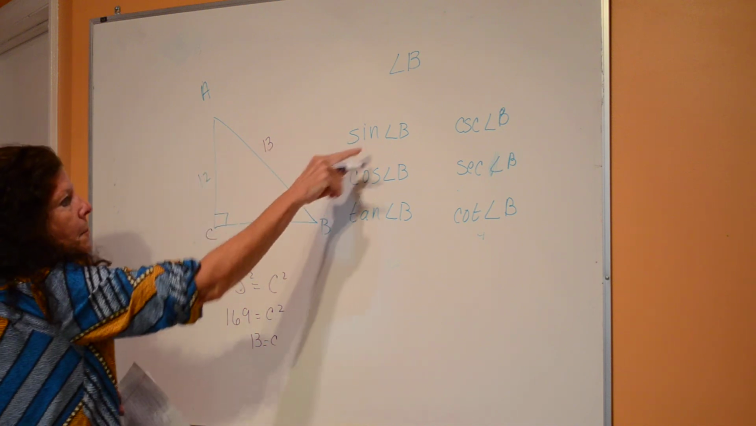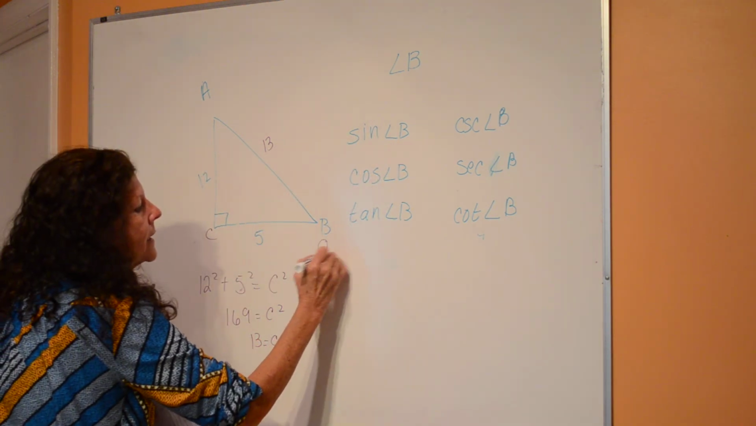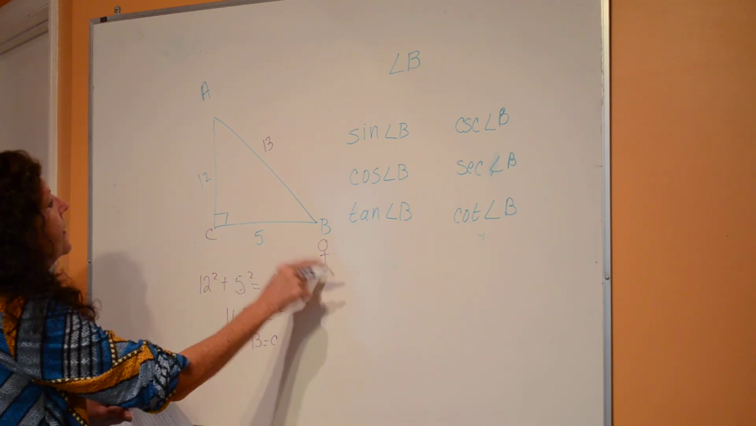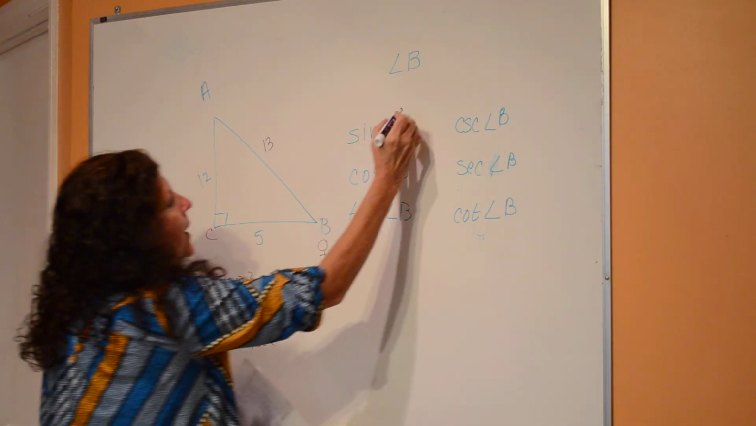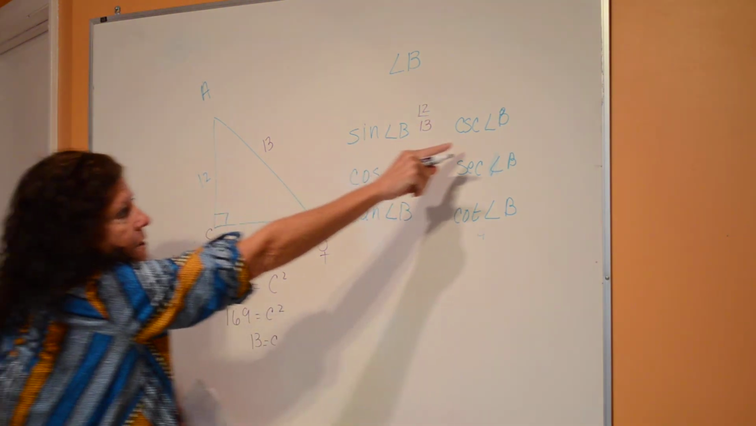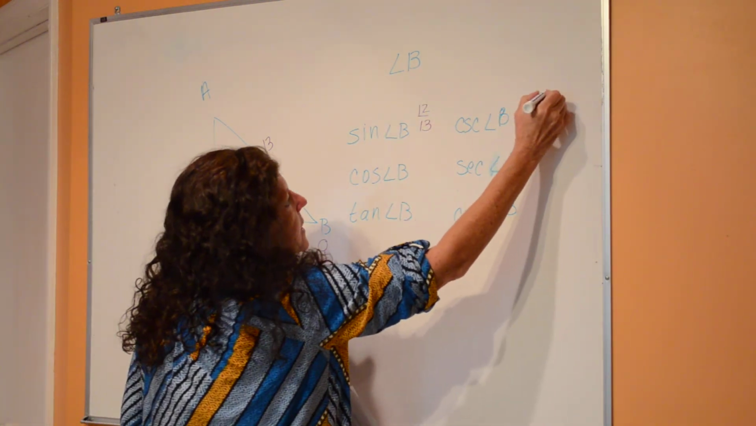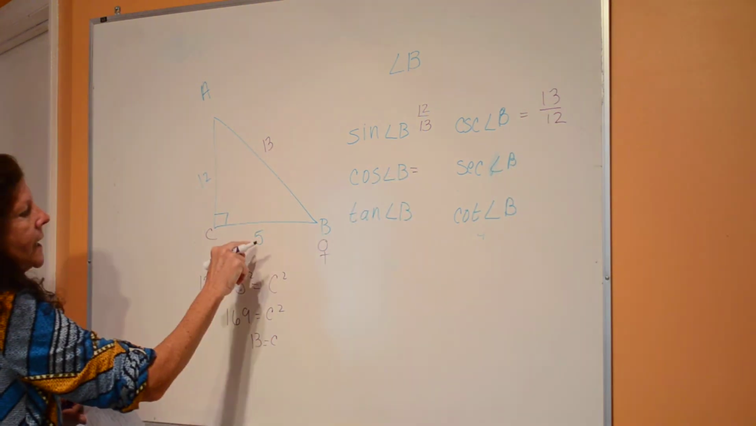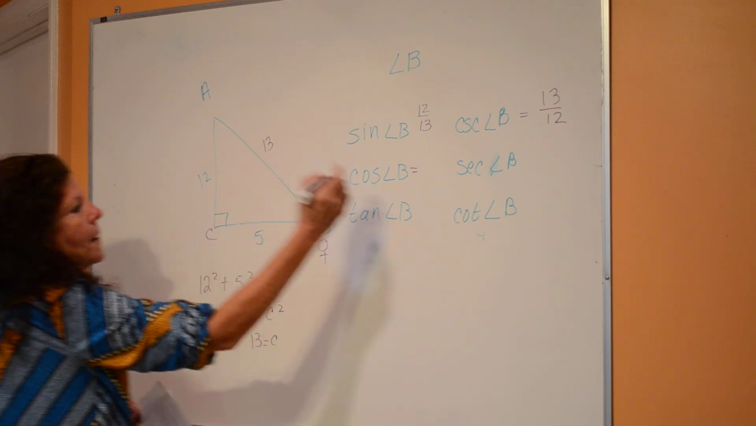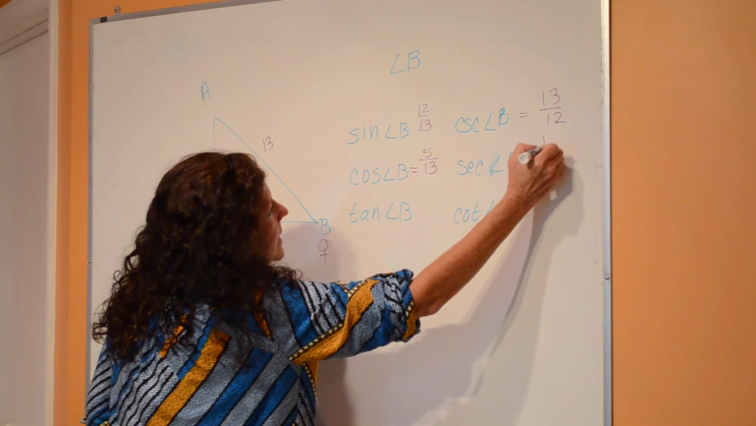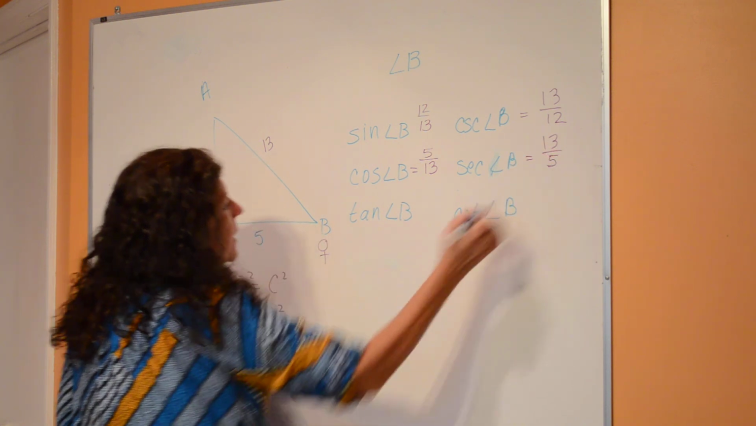So if I'm saying the sine of angle B, I'm going to stand there. So I'm standing at angle B. The sine is opposite over hypotenuse, or 12 over 13. The cosecant is the reverse of this, so it's 13 over 12. The cosine is adjacent over hypotenuse, or 5 over 13. The secant is going to be 13 over 5.